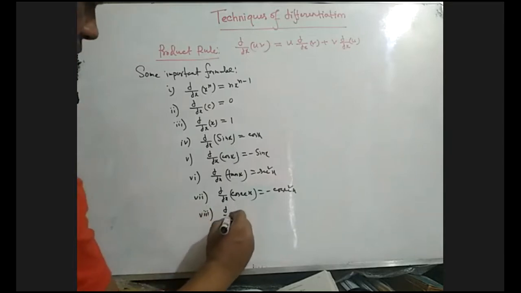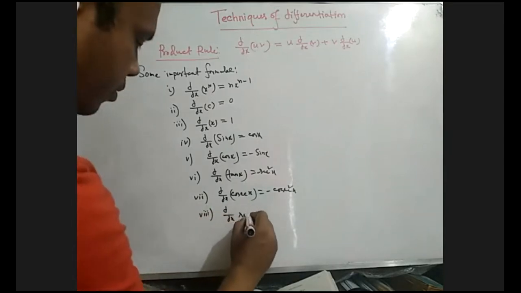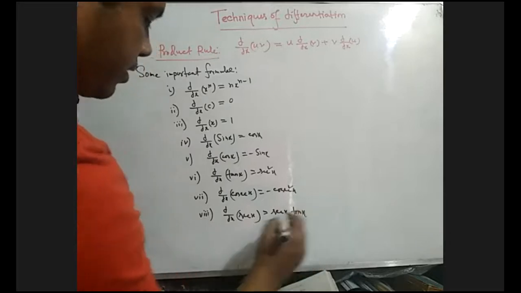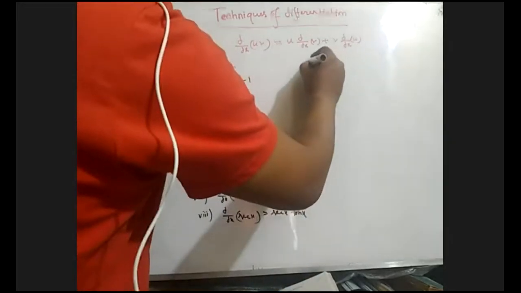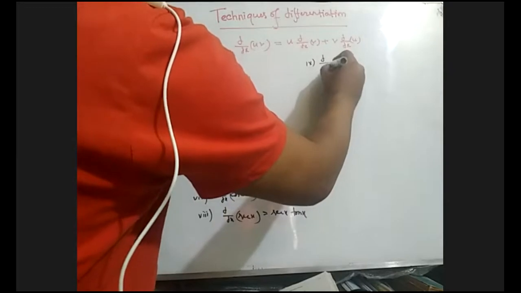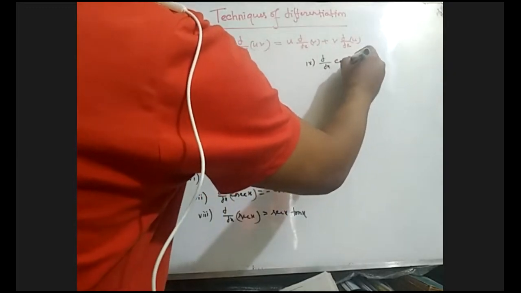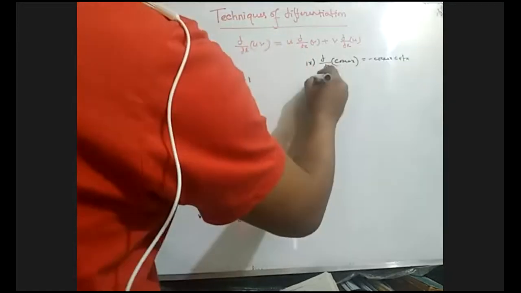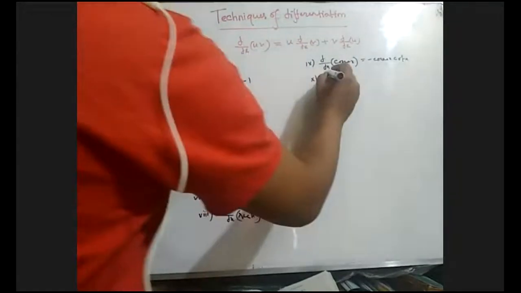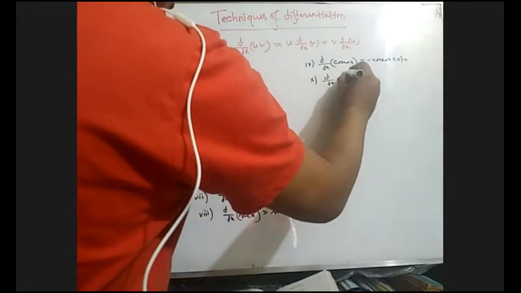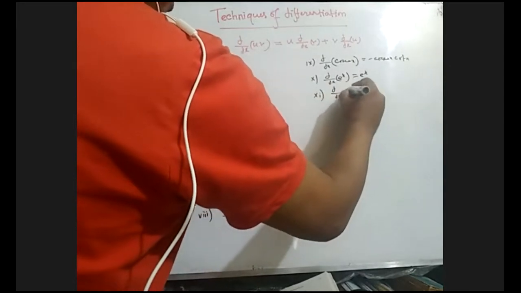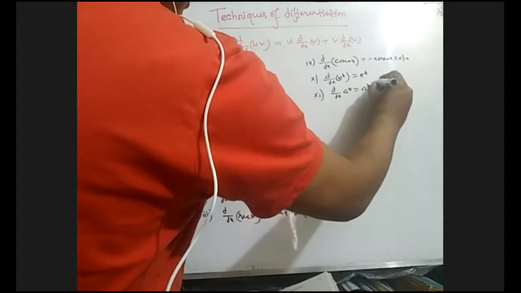Number 8 formula, d/dx of sec x will be what? Sec x tan x. Next, d/dx of cosec x, what will be the formula? Minus cosec x cot x. Number 10 will be d/dx of e to the power x equals what? E to the power x. d/dx of a to the power x, what will be the formula? A to the power x ln a.